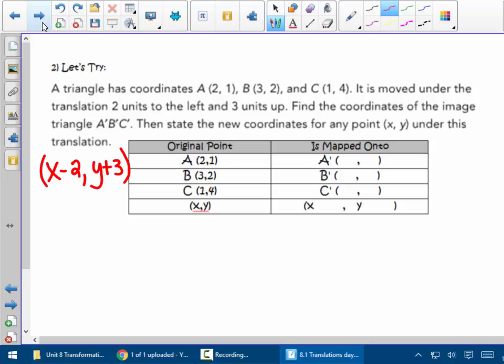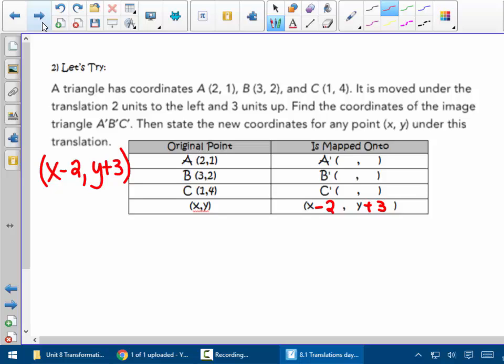Find the coordinates of the image triangle A prime, B prime, C prime, then state the new coordinates for any point under this translation. Well, I already did the any point. I did it off to the side here. It would be x minus 2 and y plus 3. I actually did that first.